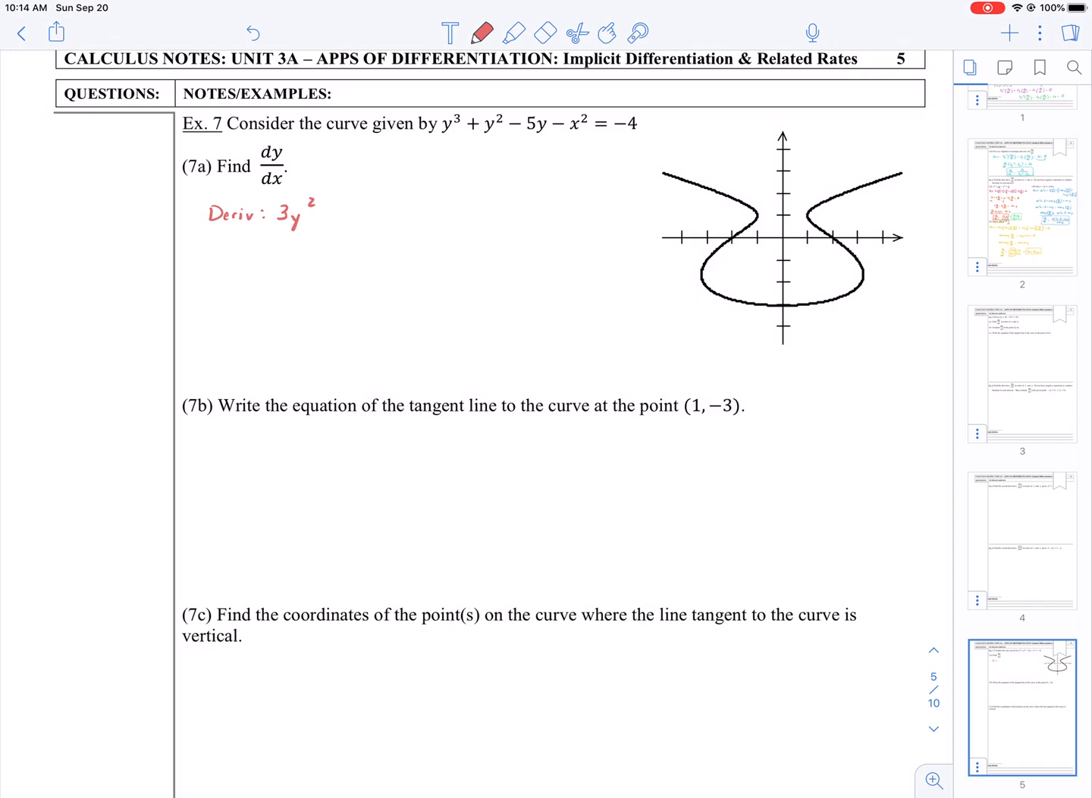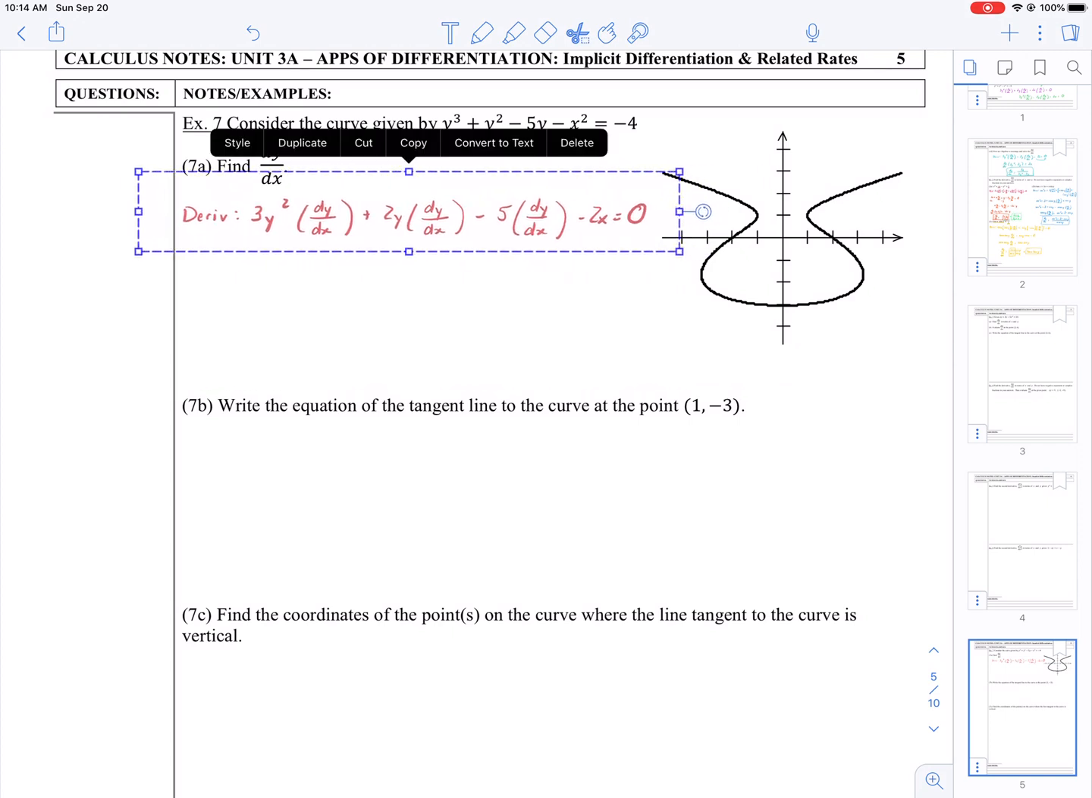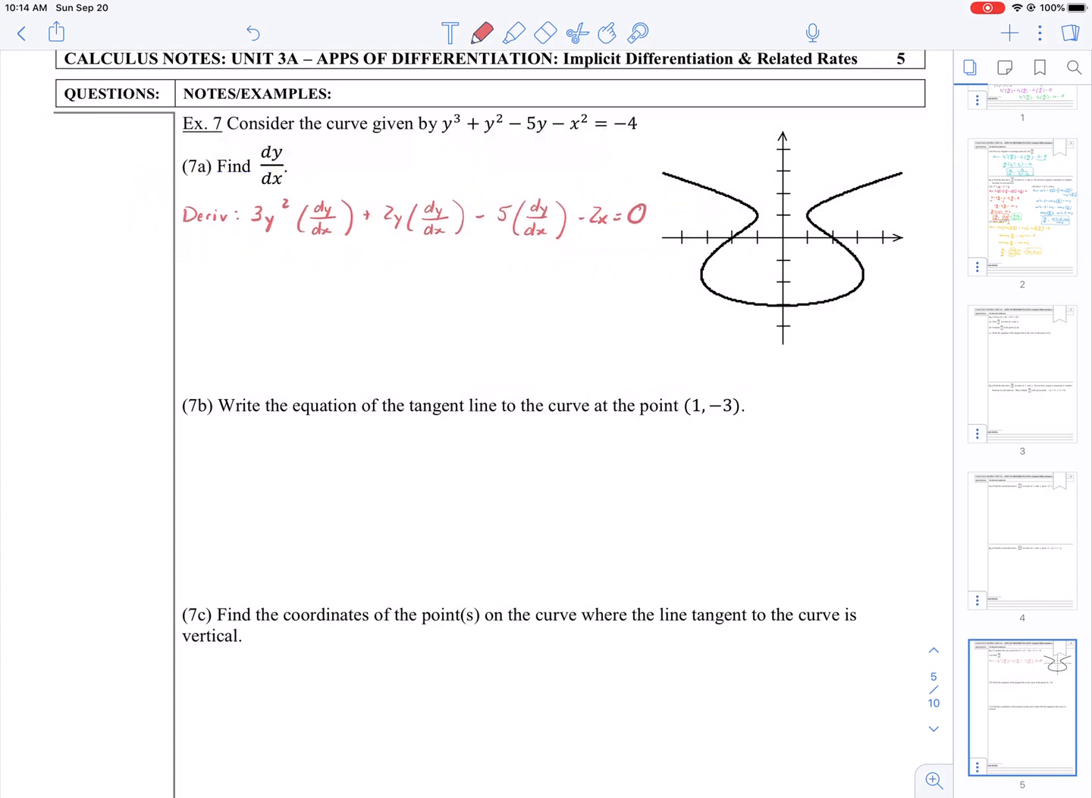So I'm going to have 3y squared dy/dx plus 2y dy/dx minus 5. Be careful on these because there was still a y there, so I still have to have a dy/dx. And this, of course, is going to be minus 2x. I could have put a dx there, but that is just 1, so I'm not going to include that. And then, of course, it's equal to 0. Also, please be careful with that. That is a very common error for kids to forget to take the derivative of the constant.